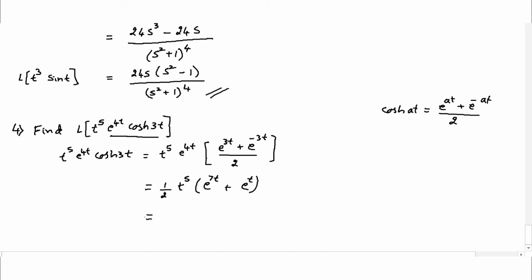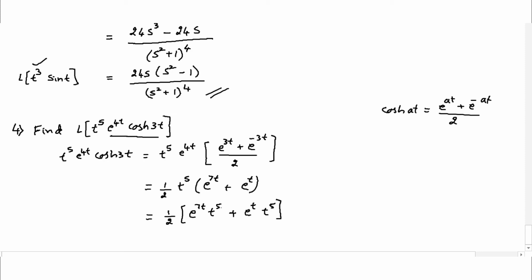Which is nothing but half times of the expression, e power of 7t into t power of 5 plus e power of t into t power of 5. Now you can go ahead and use the same formula that I have used in the previous problem, but because the power is very high, it is t power of 5, which means you have to differentiate 5 times. You have seen in the earlier example, when the power of t was 1, you differentiated once. When the power of t is 2, then you have to differentiate twice. In the previous example over here, you differentiated thrice. So the problem becomes very lengthy. Here, because it is t power of 5, you have to differentiate 5 times.